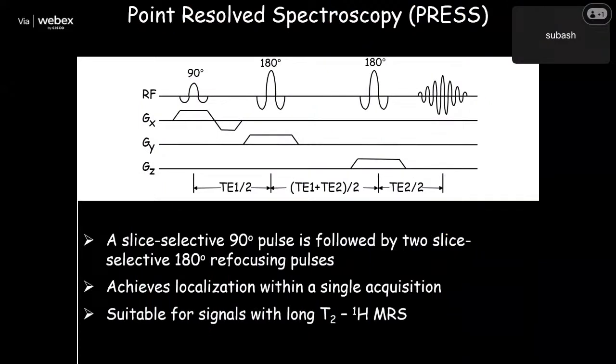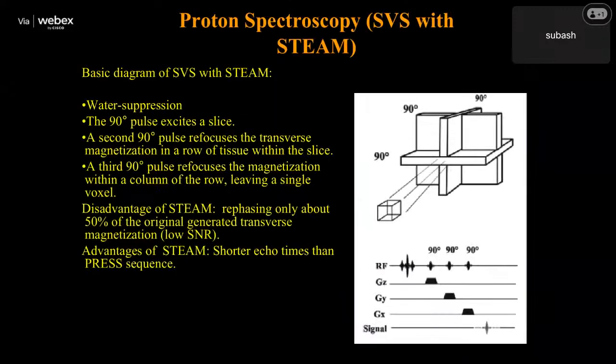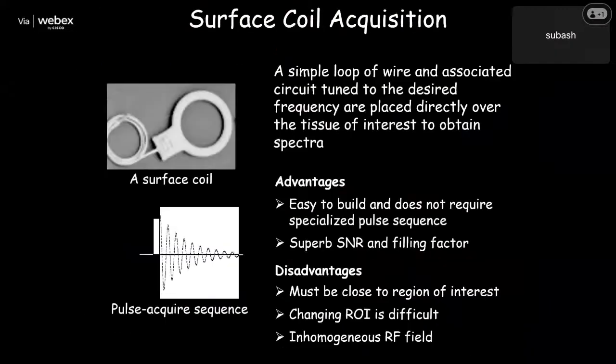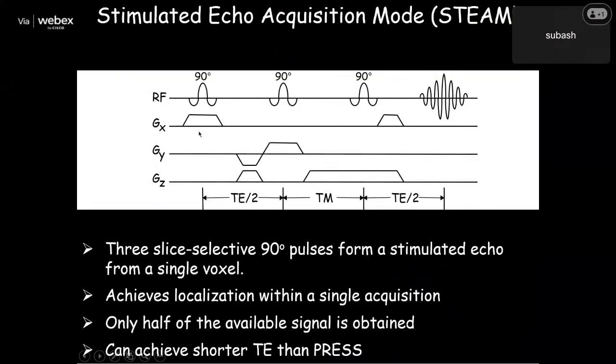So this is the normal sequence, how you do a PRESS. You apply a 90 degree pulse and a slice selection gradient in one orientation, then another slice selection gradient in the Y orientation with a 180 degree pulse, and then a Z direction slice selection gradient with another 180 degree pulse, so you acquire an echo. This is PRESS. 90, 180, 180 degrees are the RF pulses. And STEAM is like this: you have 90, 90, 90 along with three slice selection gradients.